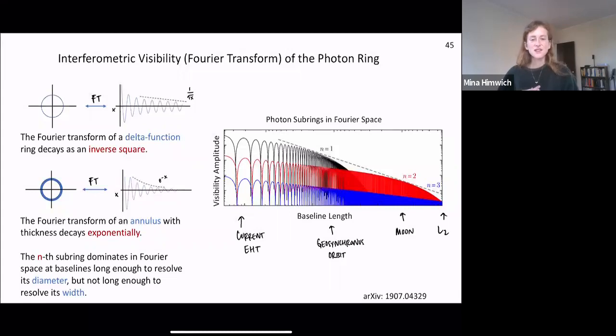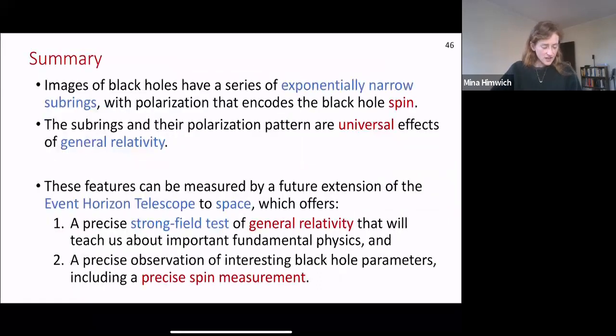And so just like the demagnification and the spin appear in the image, they'll appear in the Fourier coefficients, and we can extract them using relations between the Fourier coefficients of different subrings. All right, so that's it. I think, great. I'll summarize what I've talked about.